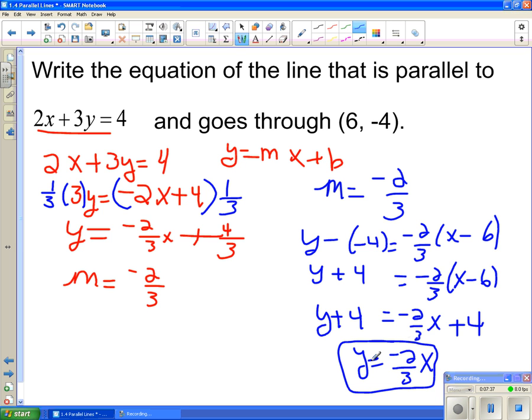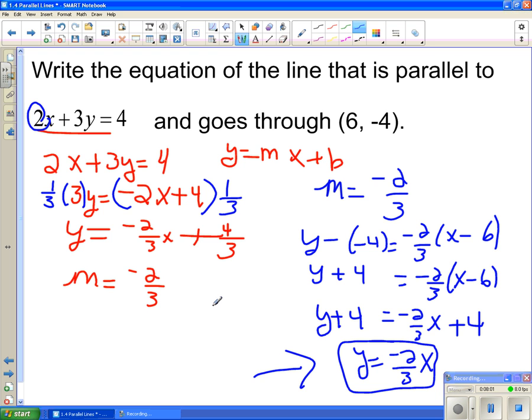So now I have my two equations, and let's compare them. Remember, the coefficient up here is not your slope. Here my slope is negative 2/3. Here my slope is negative 2/3. They have the same slope. Here the y-intercept is 4/3. Here the y-intercept is 0. So they have different y-intercepts. So this is the line that's parallel to 2x plus 3y equals 4.